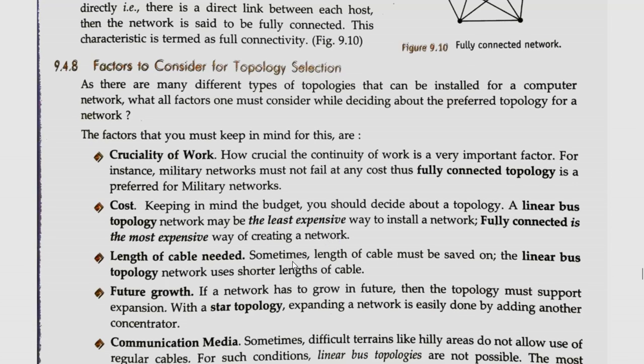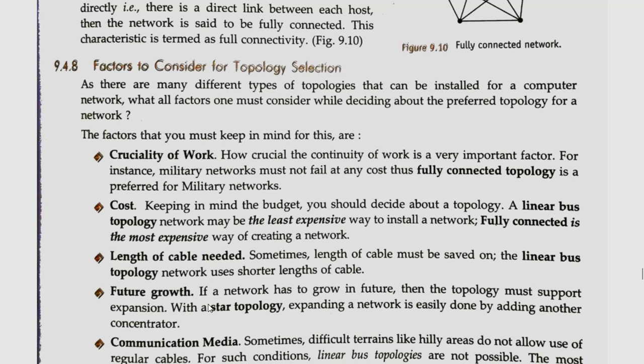Now the length of the cable needed is also an important factor, because if you want the network to be small and precise, you should use a small length cable. Obviously, when you minimize the cable length, you also minimize the cost of the networking. It is mentioned that sometimes the length of the cable must be saved. The linear bus topology network uses shorter lengths of cable. So if you use the linear bus topology, you are minimizing the cost of the cables, because the length of the cable is reduced.